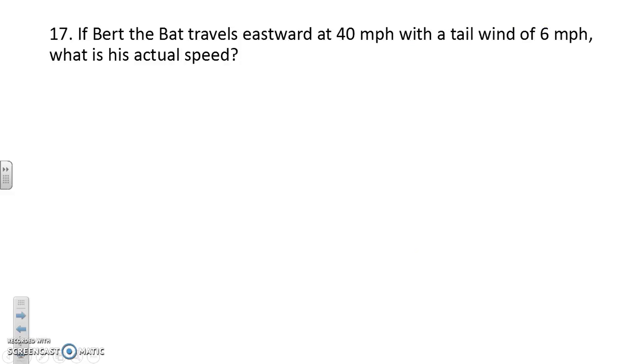All right, if Bert the bat travels eastward at 40 miles per hour, but he has a tailwind of 6 miles per hour, so his tailwind is actually dragging him back this way at 6 miles per hour. What's his actual speed? Well, his actual speed should be 34 miles per hour. He's not going to go faster. He's going to go slower because it's pulling him backwards.